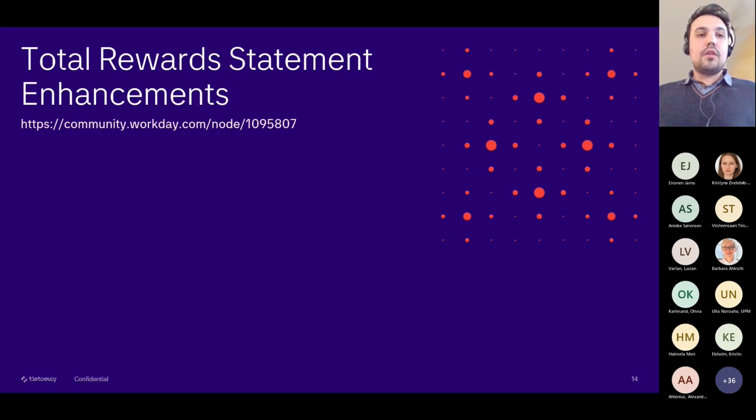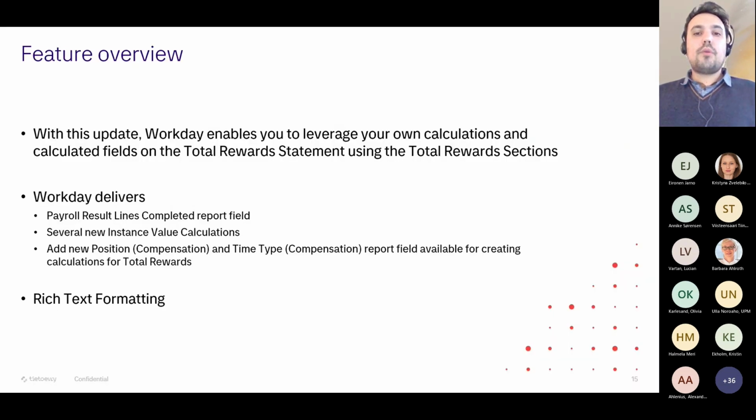The second feature is total reward statement enhancement. With total rewards, you're now able to bring your own calculations or even calculated fields to the total reward statement via these total reward sections. That came from a question from one customer who wanted to display vacation amounts in the total rewards. It was not possible, but now using a calculated field or calculation, you could potentially do it.